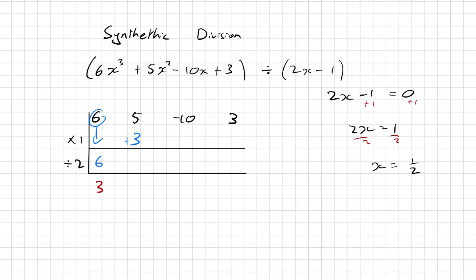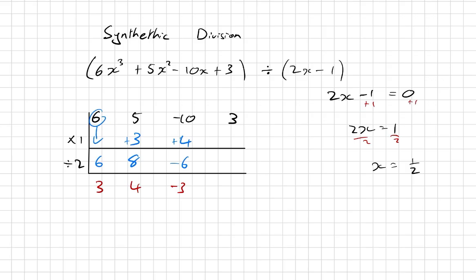So next I'm going to add 5 and 3. So 5 and 3 gives me 8, and now I have to do my divide by 2. So 8 divided by 2 is 4. Okay, once again, I'm going to take this up and multiply by this. So 4 times 1 is just 4. Next I've got negative 10 plus 4 gives me negative 6. And again, I need to do my divide by 2, which gives me negative 3.